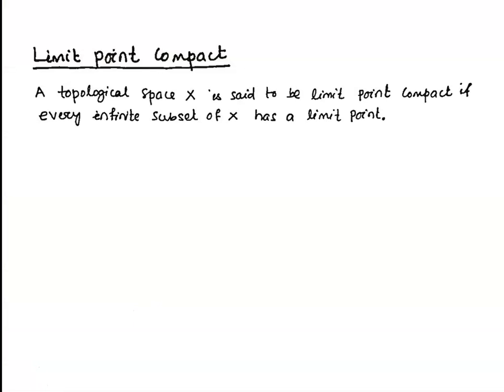A topological space X is said to be limit point compact if every infinite subset of X has a limit point. In the case of compact space, we know that a space is said to be compact if every open covering of X has a finite subcollection which covers the space. But in the case of limit point compact, we are saying a topological space X is limit point compact if every infinite subset of X has a limit point. Then the question arises, what is the relationship between limit point compact and compact?